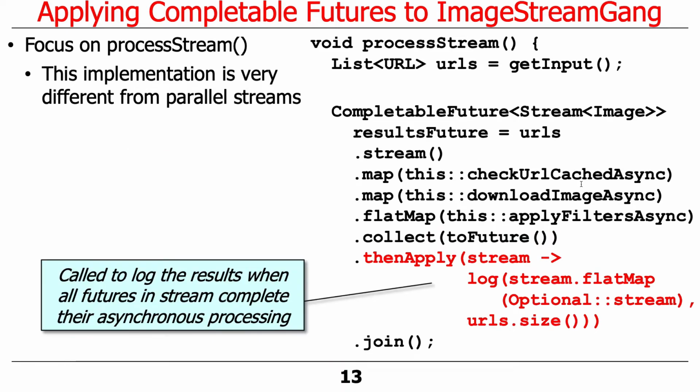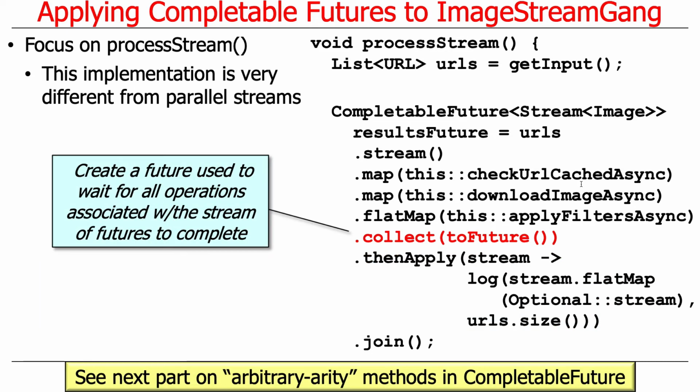The next thing we're going to do is use the thenApply method. So keep in mind, everything up to this point, these are all stream operations, right? So we get a stream, we have a stream, we have a stream, and these are all streams of completable futures. And then the very last thing that happens is we get a single completable future back to a stream of results.